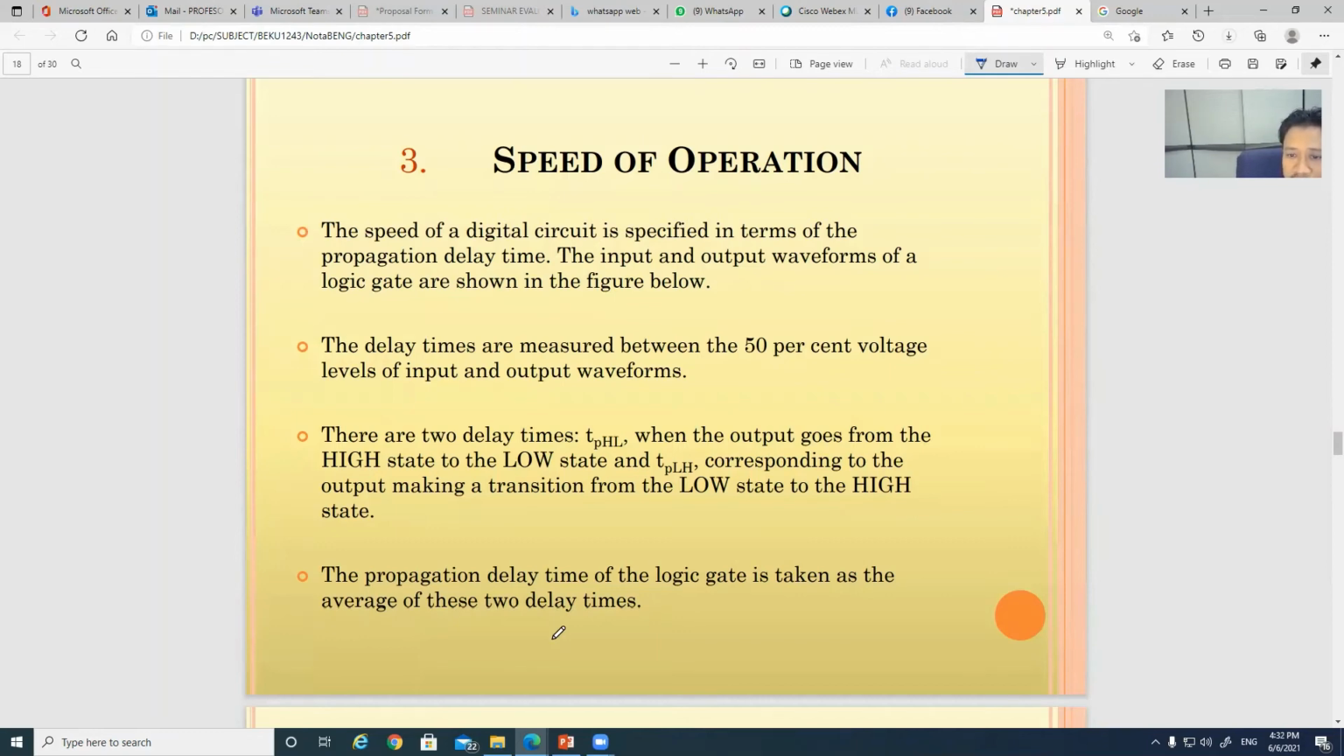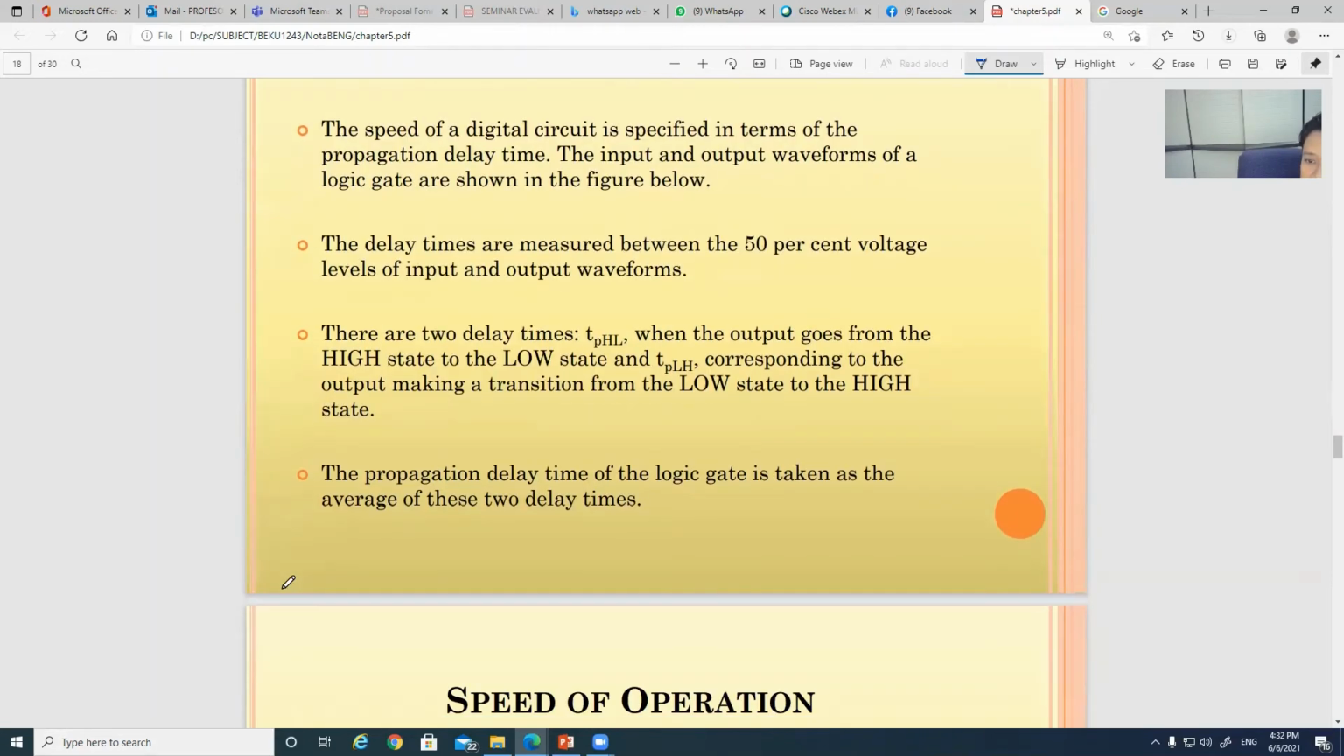So we have two delay times. We have the time delay high to low, and another one is low to high, the high state and the low state. So tPHL is when the output goes from the high state to the low state, and tPLH corresponds to the output making the transition from the low state to the high state. And then the propagation delay of the logic gate is taken as the average of these two delay times.